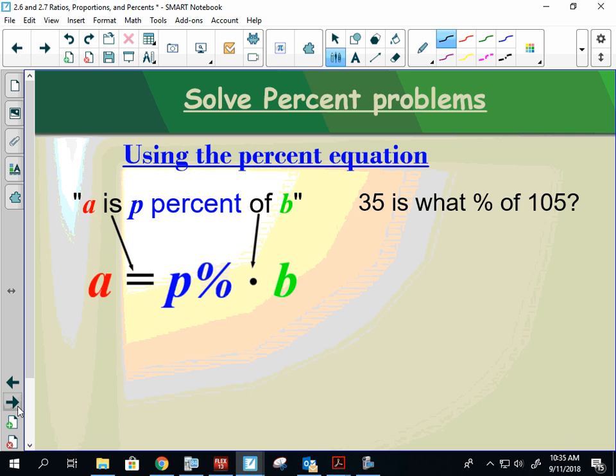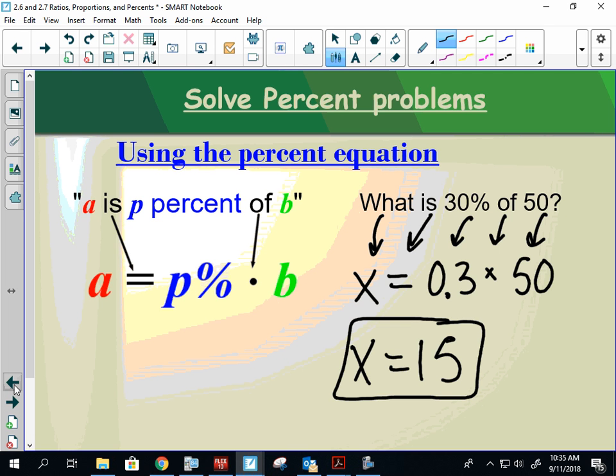I'll go back, give people a chance to make sure you got it. So 0.3 times 50. 30% is 0.3, of is times, 50 is 50. 0.3 times 50 is 15.